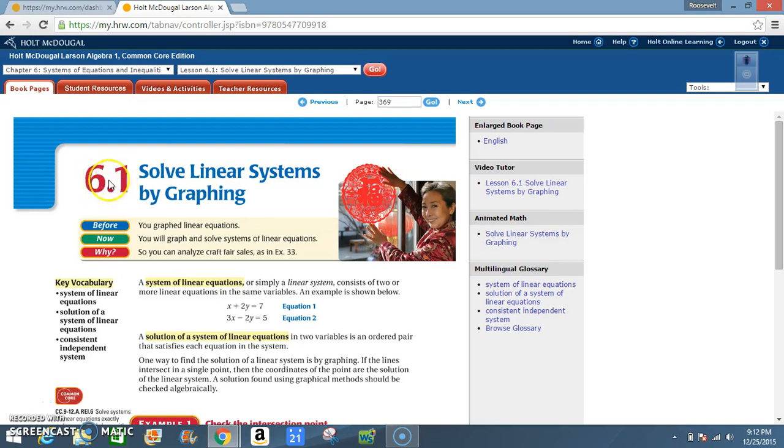Okay class, today we're in section 6.1, solve linear systems by graphing. Before, you graphed linear equations. Now, you will graph and solve systems of linear equations. Why? So you can analyze Kraft Fair cells as in exercise 33. Key vocabulary: system of linear equations, solutions of a system of linear equations, consistent independent system.